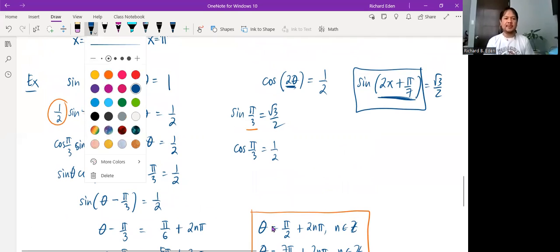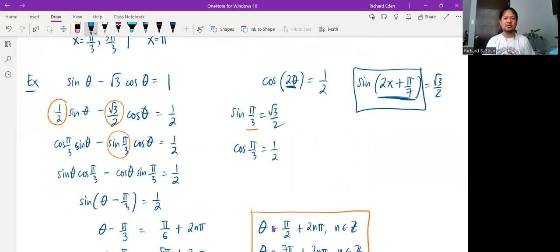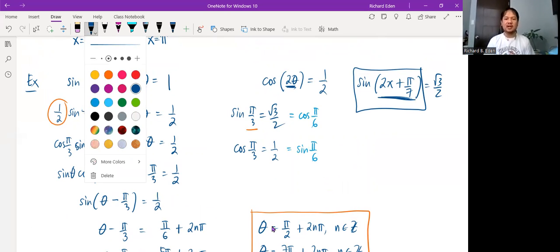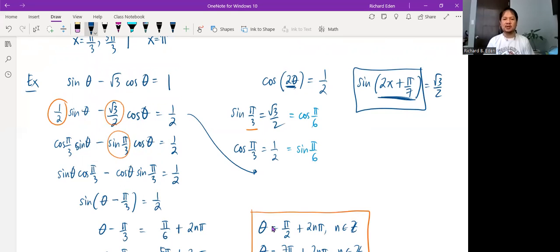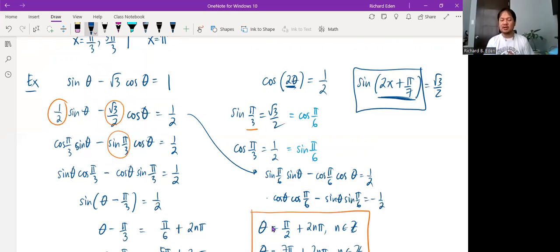Oh, by the way, let me present an alternative to that solution. What you did was point out that square root of 3 over 2 is the sine of pi over 3. But given that, this is also cosine of pi over 6, right? And 1/2 is the sine of pi over 6. So the equation can be converted into the following: sine pi over 6 sine theta minus cosine pi over 6 cosine theta equals 1/2. But let's first rearrange the cosine theta cosine pi over 6 term. Multiply everything by negative 1: cosine pi over 6 cosine theta minus sine theta sine pi over 6 equals negative 1/2. Recognize what the left side is.